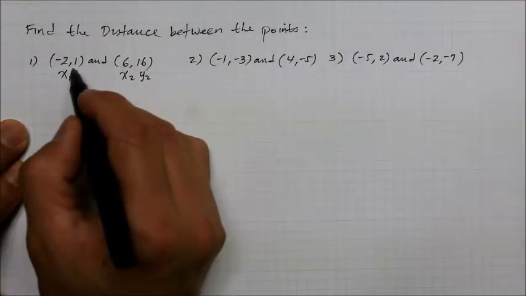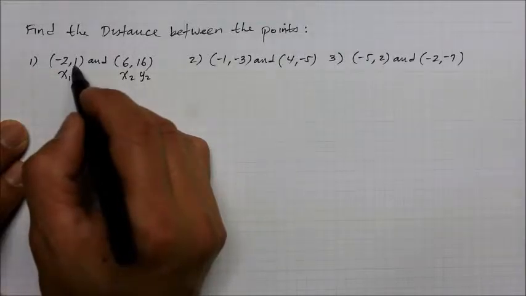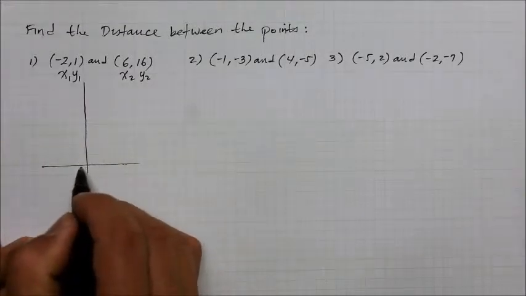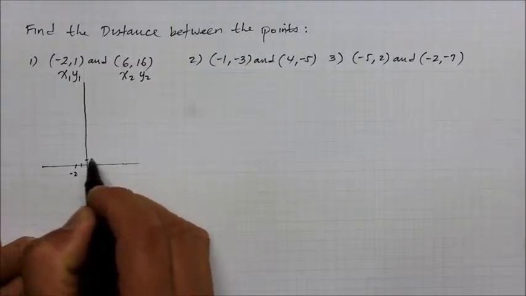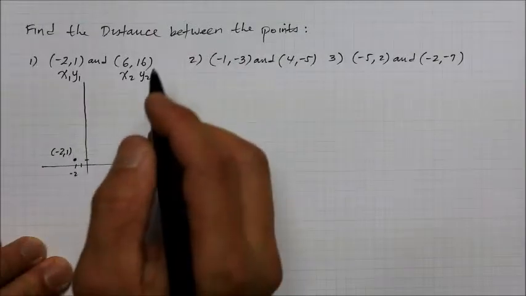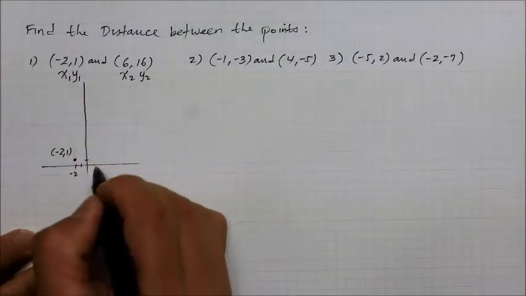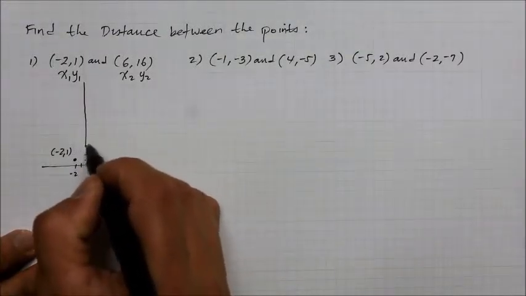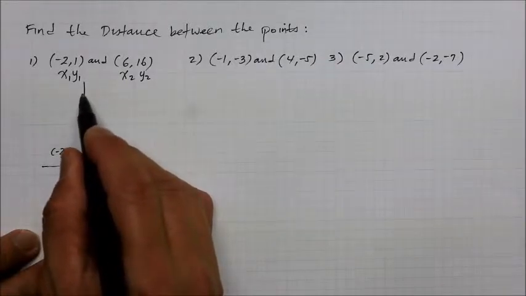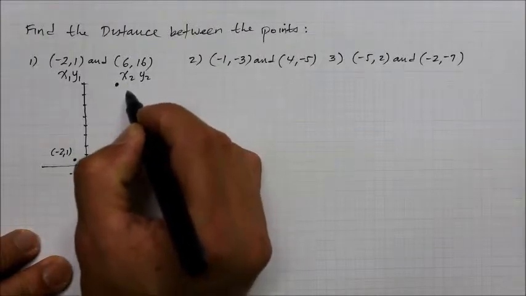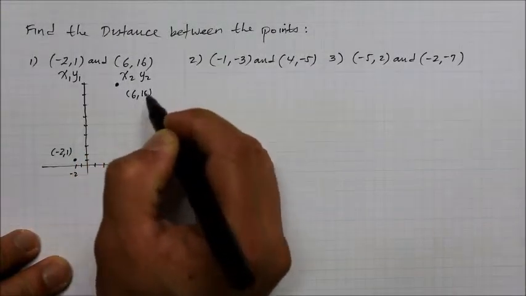So if I were to plot this coordinate, -2 and 1, the x is -2, so let's take half of the grid here. So 1, 2, that's -2, and 1 right there. So that's the coordinate -2 and 1. And the second coordinate is 6 and 16. So 2, 4, 6, and 16 is 2, 4, 6, 8, 10, 12, 14, 16, way up there. There it is. So that's going to be my 6 and 16.